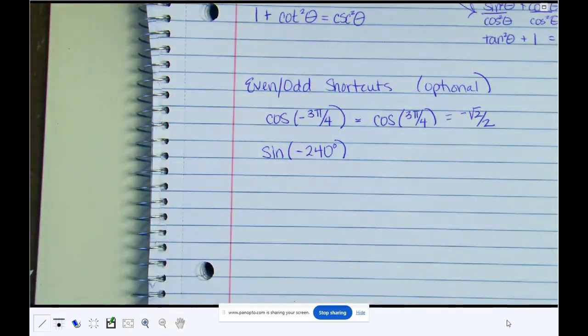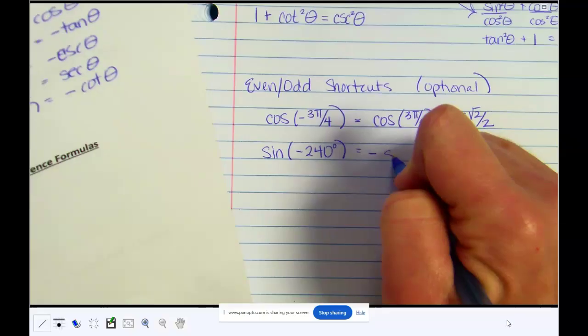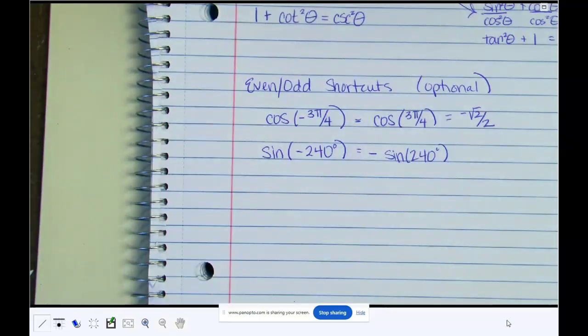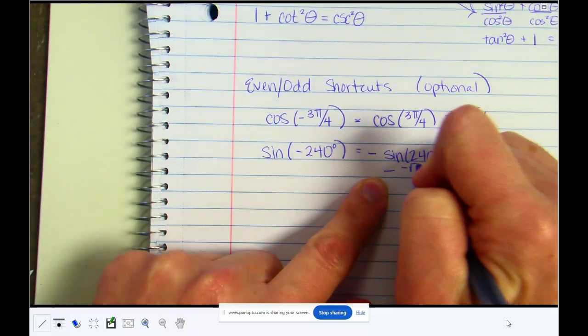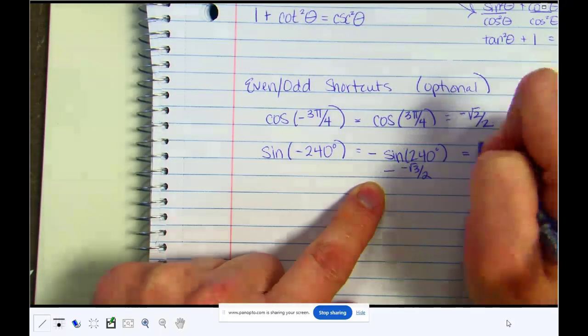Okay. So the sine of negative 240, okay, 240 is on the circle. So you can just use this identity. This says that what you do is you pop the negative to the outside. So this is going to be the negative of the sine of positive 240. Then you go to your circle and find the sine of 240. Sine of 240, negative square root of 3 over 2. So final answer is positive square root of 3 over 2.